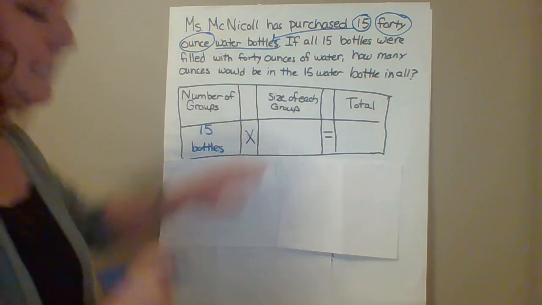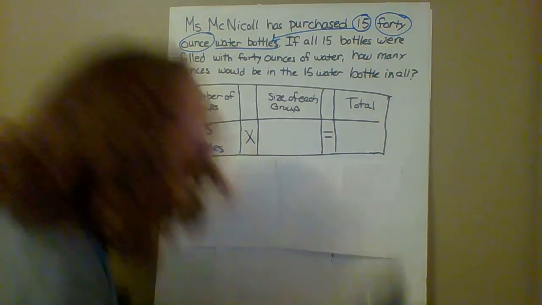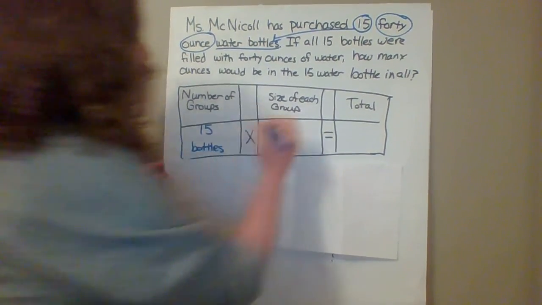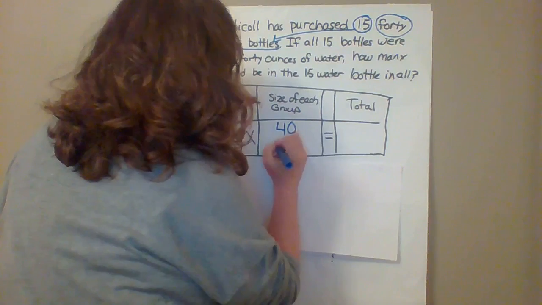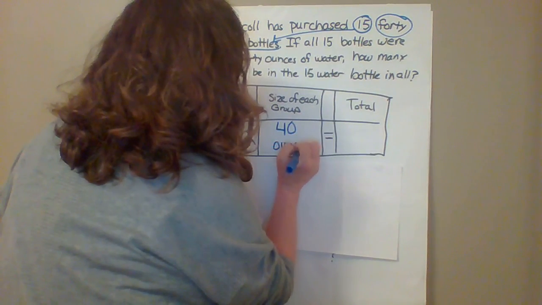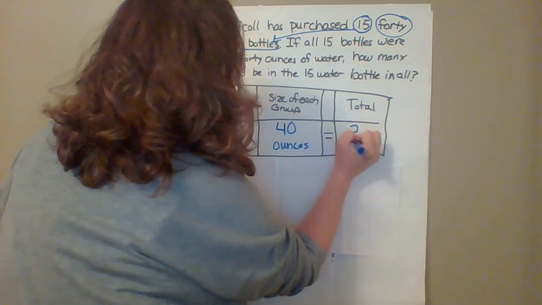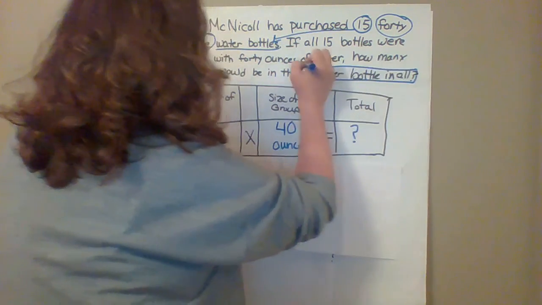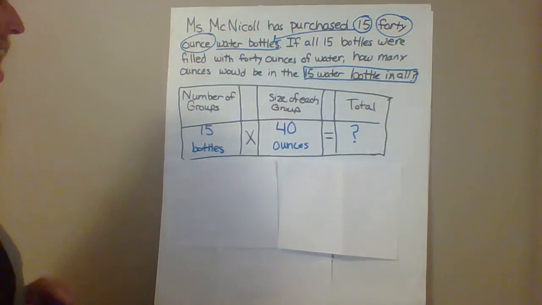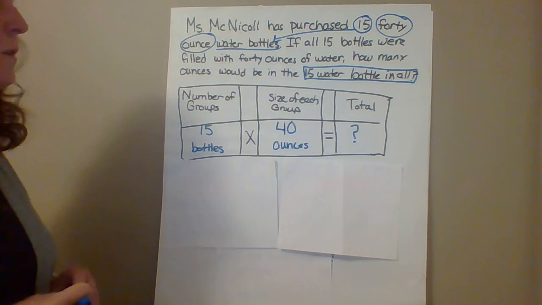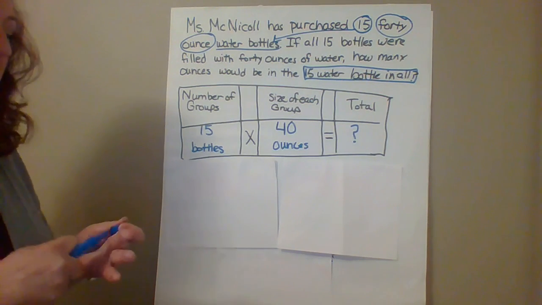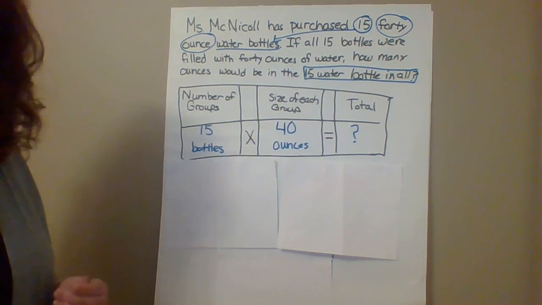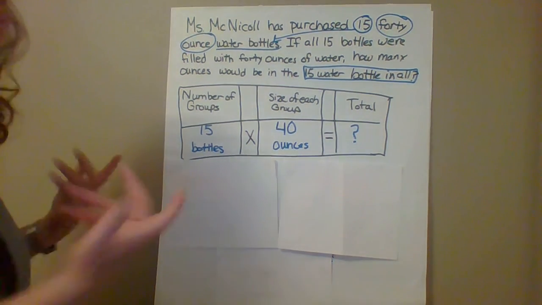And what is the size of each one of these groups? Well, we've talked about it a lot. It holds 40 ounces of water. So the size of each group is 40 ounces of water. We are trying to find out how much the 15 water bottles can hold in all. All right. So I'm going to show a representation here and show how multiplying by tens and multiples of 10 can be the related problems here.